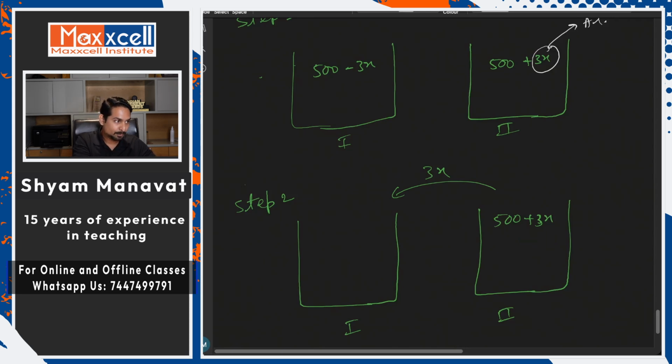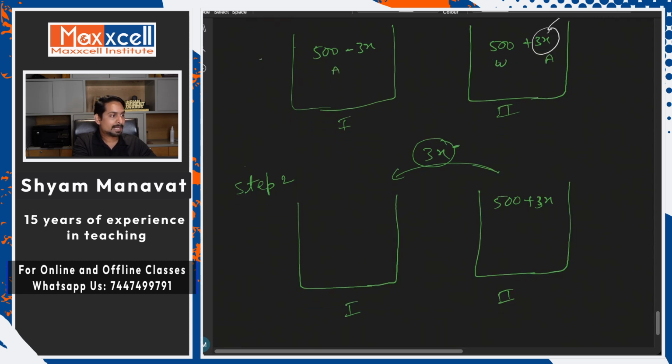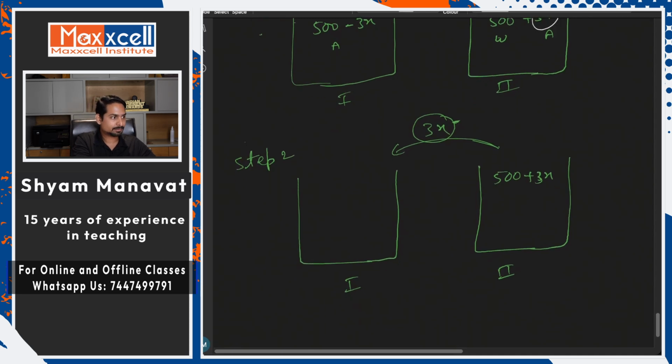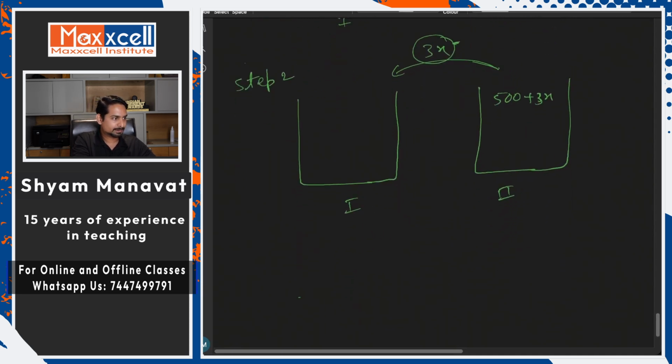So now you take 3x from the second container and put it in the first one. This 3x has alcohol as well as water. This was water and this was alcohol, and this is pure alcohol as of now, after the first step. So in this case, now think about it. Let me write the expression.